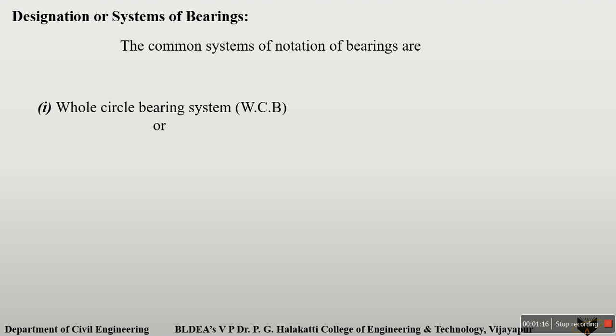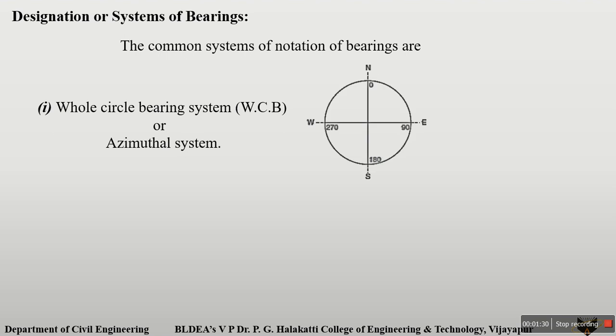The first one is the whole circle bearing, that is WCB, or it is also called the azimuthal system. This system is related to the prismatic compass. The compass looks like this: north side 0, east side 90, south side 180, and west side 270. Again, after one rotation, at the north side it is 360 degrees.